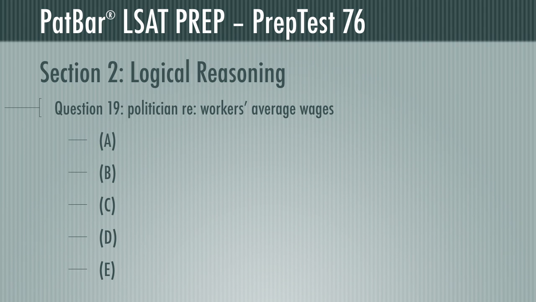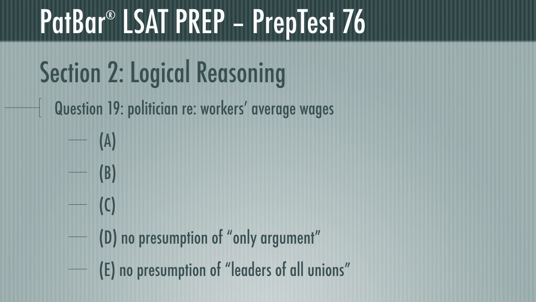We can eliminate two possibilities immediately. The politician does not, at least in anything we're given, presume anything about whether this is the union leader's only argument or whether it's a position held by all union leaders. Did you choose A? Go read it again, and you should see why it's wrong. A might have been correct, except it presumes the politician is trying to cast doubt on all of the viewpoints of all union members. How about B?